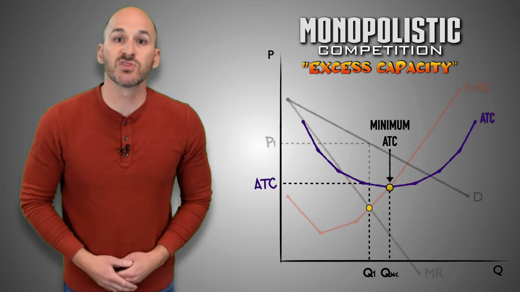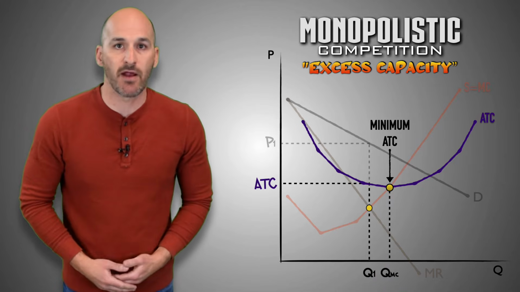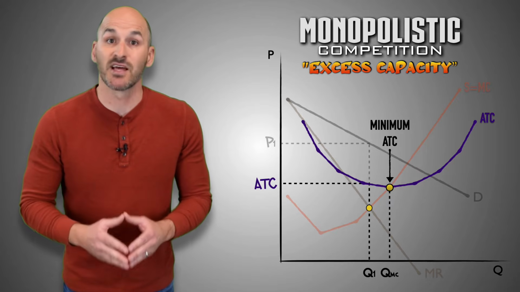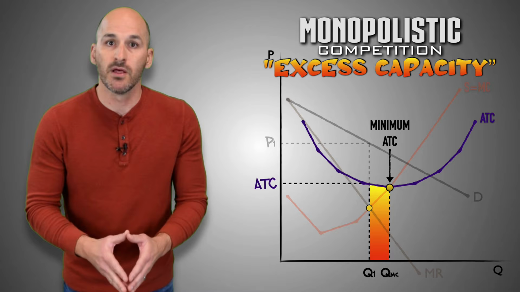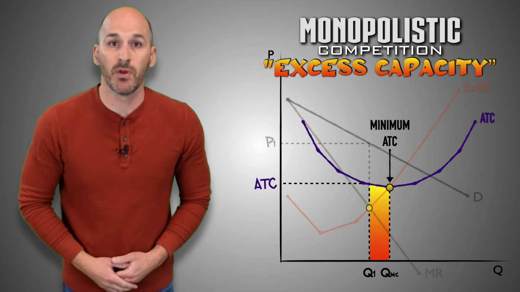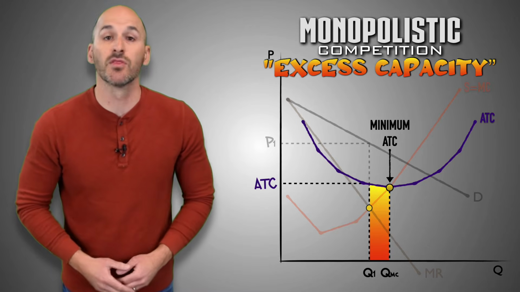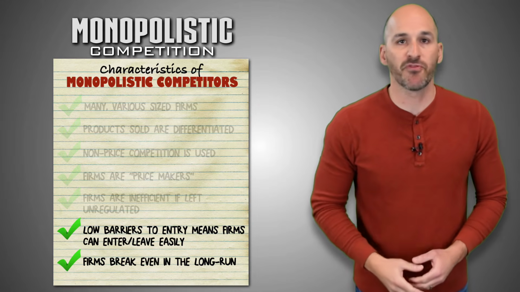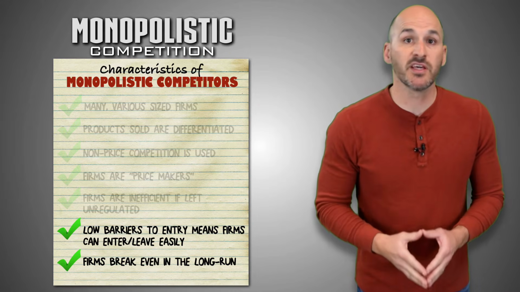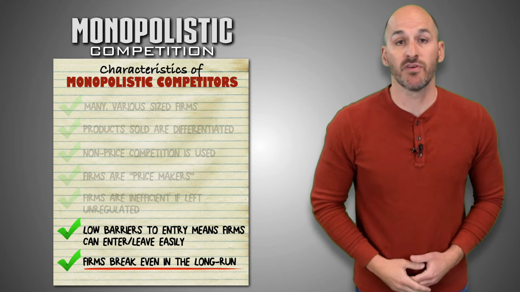The failure to produce enough output to minimize average total cost indicates that the firm is experiencing excess capacity, proving that the monopolistically competitive firm is productively inefficient in the long run. And finally, like perfect competitors, monopolistically competitive firms always break even in the long run.